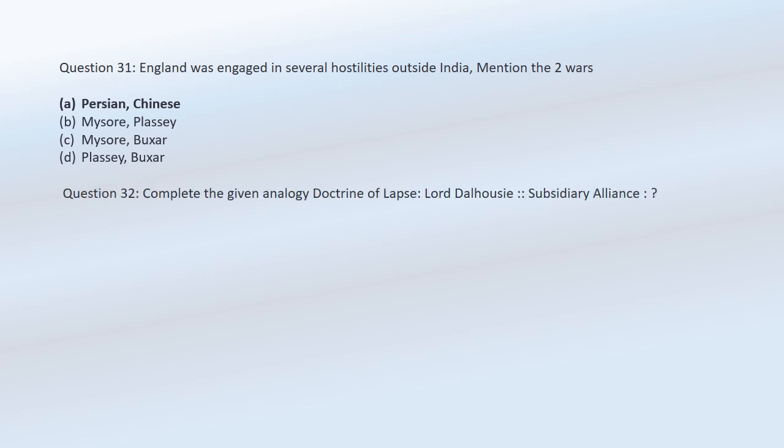Question 32. Complete the given analogy: Doctrine of Lapse by Lord Dalhousie and Subsidiary Alliance by whom? A. Lord Wellesley. B. Lord Curzon. C. Lord Minto. D. Lord Macaulay. A. Lord Wellesley is the right answer. Doctrine of Lapse by Lord Dalhousie and Subsidiary Alliance by Lord Wellesley.